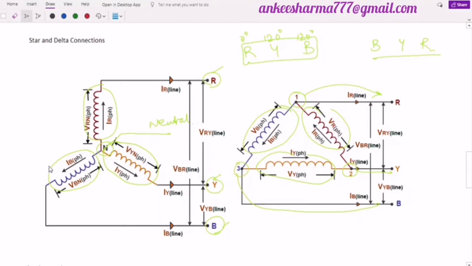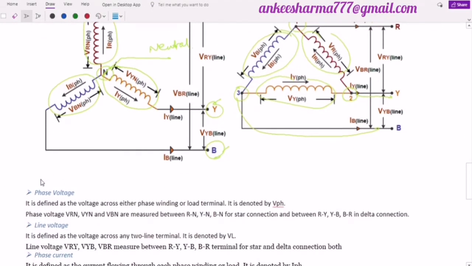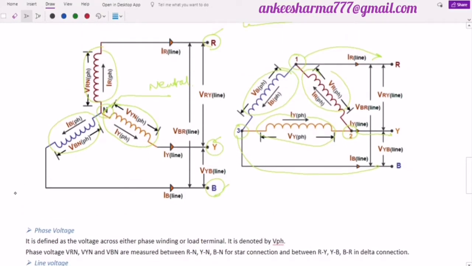So now next I want to use here is the phase voltage and the line voltage. So let us discuss what is this phase and the line voltage. This phase voltage is nothing but the voltage across either the phase winding or the load terminal. So if I just take the case of this star connection, this is my coil. If I take this red one, this is my coil. So the voltage across this coil will be called my phase voltage. And as it is connected to the neutral terminal, it is also called VRN, because this is the phase voltage of the red coil with respect to the neutral, so it is called VRN.